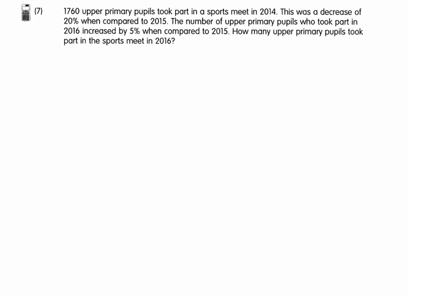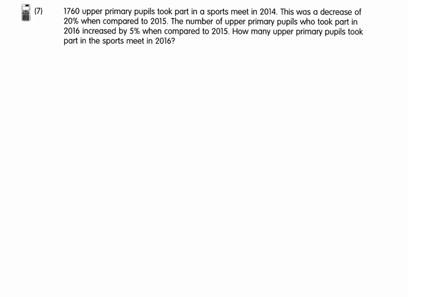Jingao, tell me. 80%, right? If 2015 is 100%, then 2014 will be 80%. So you must understand the question. The number of upper primary pupils who took part in 2016 increased by 5% when compared to 2015. Just now we said that 2015 is how many percent? 100. So 2016 will be 105%, right?